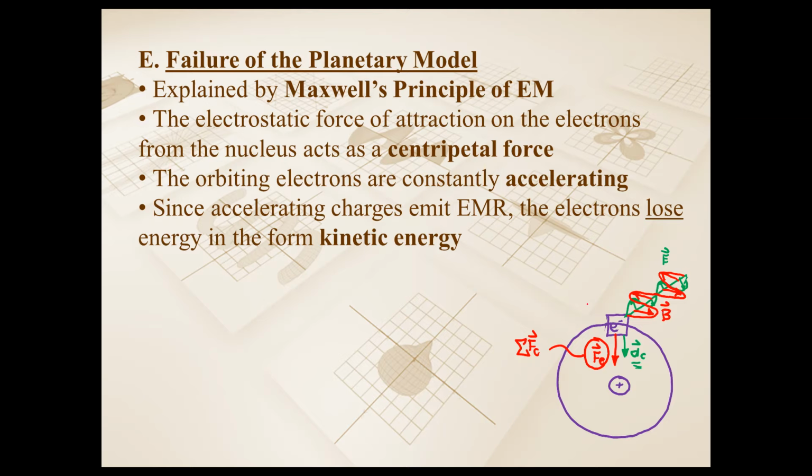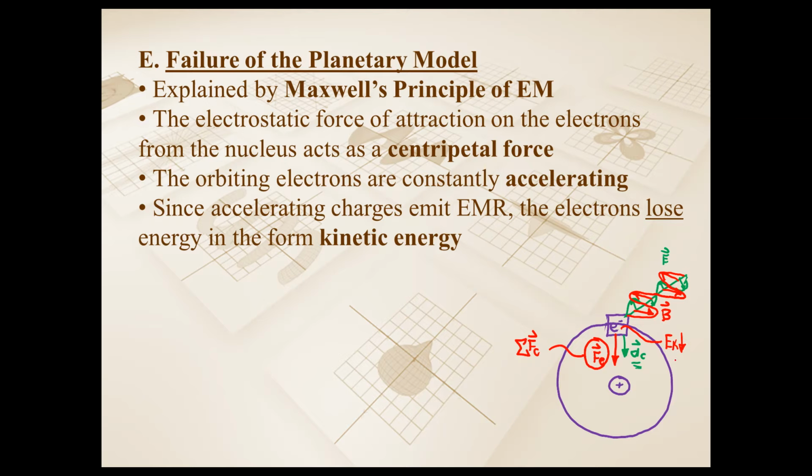We have the question, well, what is an electromagnetic wave? Or what's a wave in general? A wave is an energy carrier. So what's happening here? Well, if the electron's accelerating and accelerating charges emit EMR, they are basically emitting energy. They're giving off energy in the form of an electromagnetic wave. So what's that going to do? Well, if this guy's giving off energy in the form of an electromagnetic wave, the energy of the electron is going to decrease. Its kinetic energy decreases because it's giving off energy in the form of an electromagnetic wave.